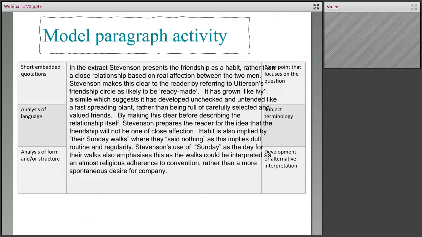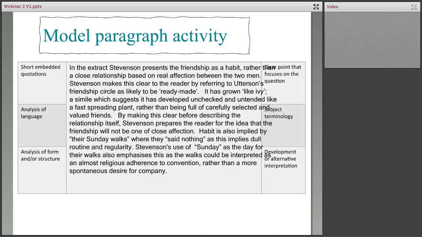I just wanted to share with you something, and my version of this on the screen now, the middle model paragraph has bled a bit to the right-hand side, but it won't be like that when you get the PowerPoint. I think it's just a formatting error there.